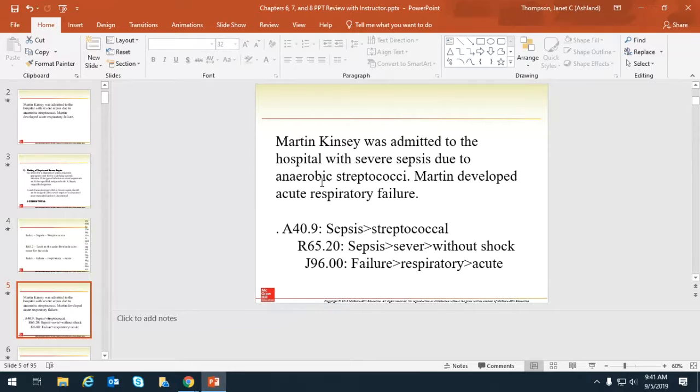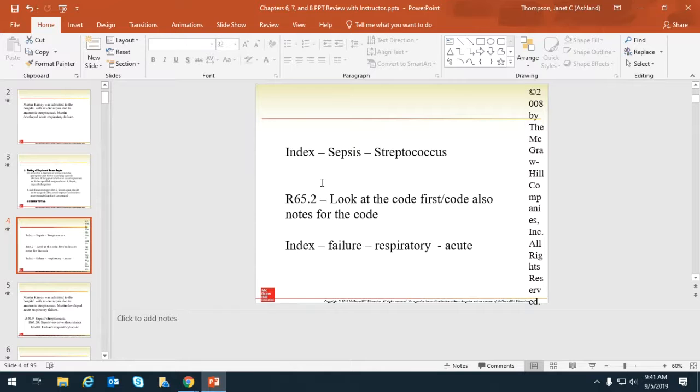So we had to use the index to look up the streptococcal sepsis. When you go to category R65.2, look at the code first, code also notes for this category. So there's several. The code first notes will say code first the underlying infection. And then at the bottom, we see sepsis, not NOS, not otherwise specified, just unspecified sepsis. So these are all suggestions. Of course, our sepsis was identified as streptococcal.